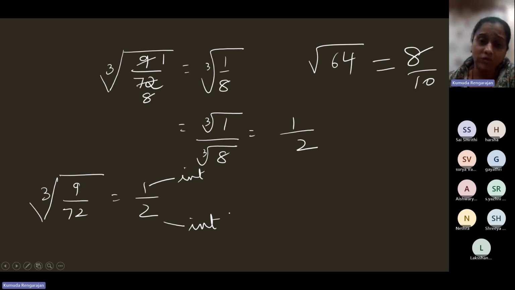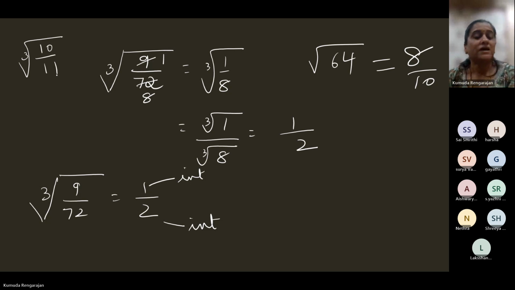So before we comment if the given number is rational or irrational, we need to simplify. Not always can you simplify, but you will have to try. If possible, simplify and then comment. Now, supposing it was cube root of 10/11. This one cannot be simplified further. Nothing can be done, so straight away you can give your answer: cube root of 10/11 is irrational.